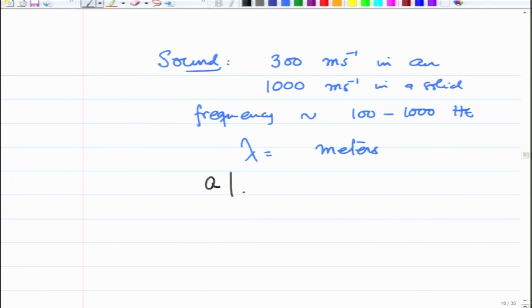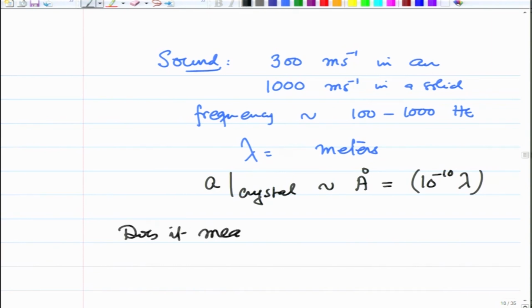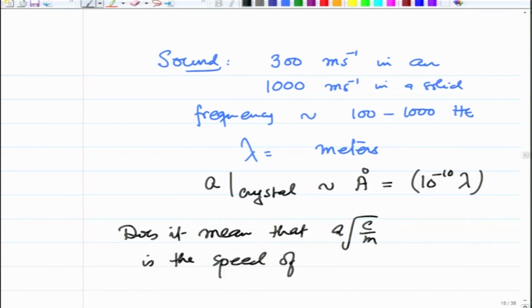A in a crystal is of the order of angstrom, which is then equal to 10 raised to minus 10 lambda. So, for sound, the medium is almost continuous. So, does it mean that a root c by m is the speed of sound in a solid?